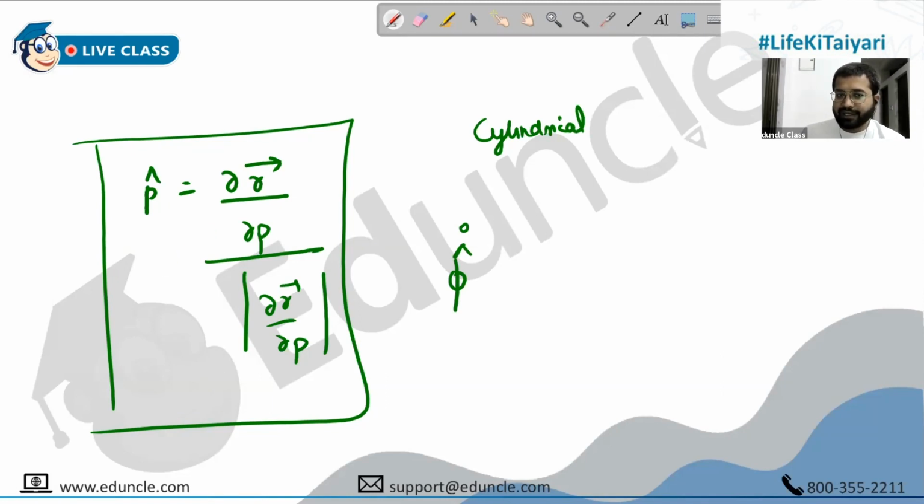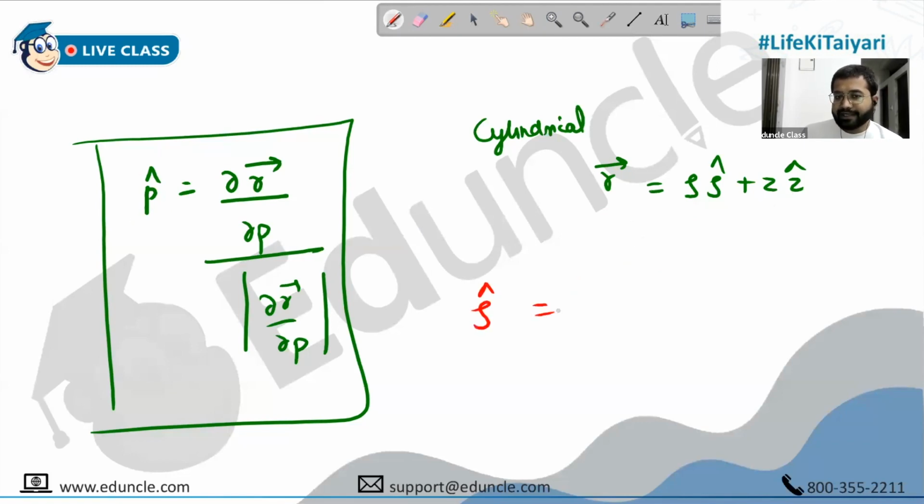Now, how can I calculate phi cap? You need to recall the r vector. What is the r vector in cylindrical, people? It's rho into rho cap plus z into z cap. First thing. Okay, let me make it a bit simpler at the moment. Suppose I'm asking you, let's say, rho cap dot, maybe anything, whatever. The point is, suppose the r vector is given to you, rho into rho cap plus z into z cap. First, you can find rho cap.